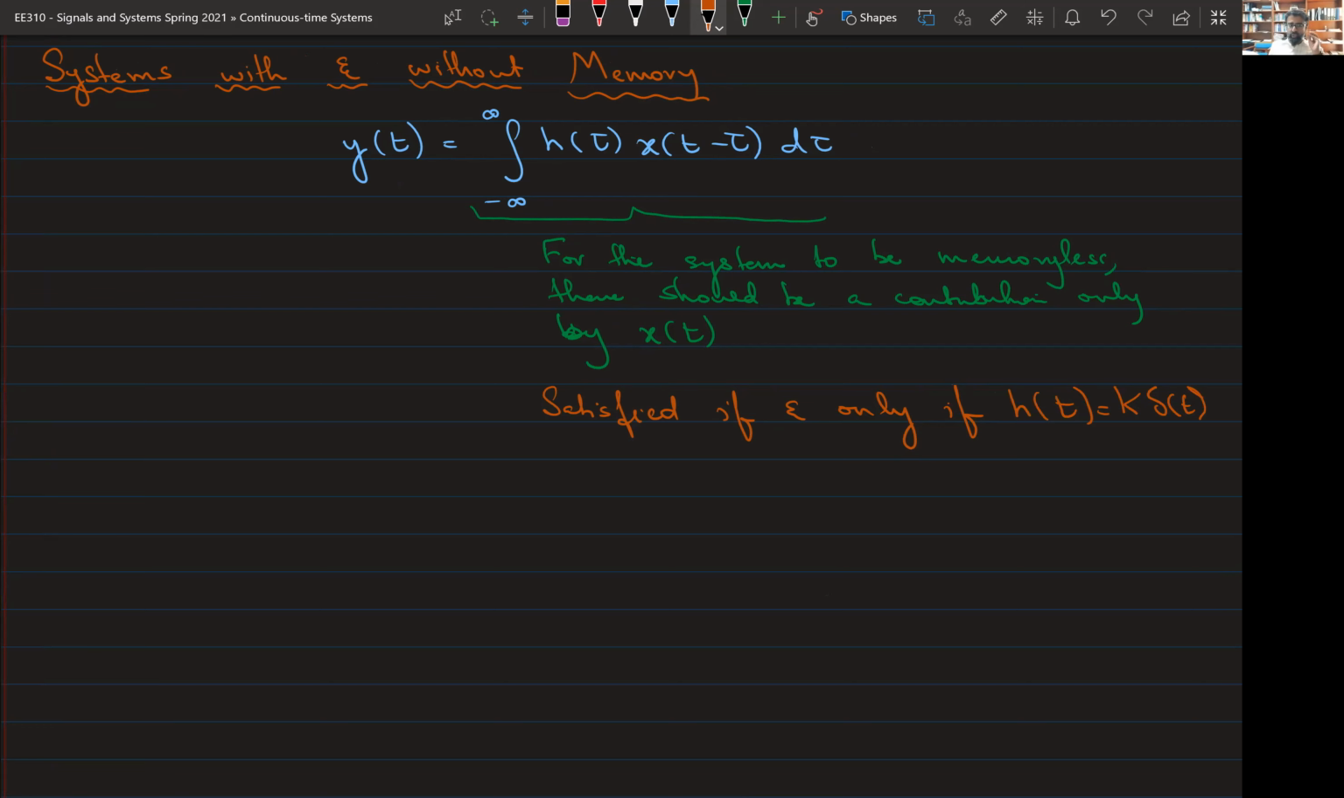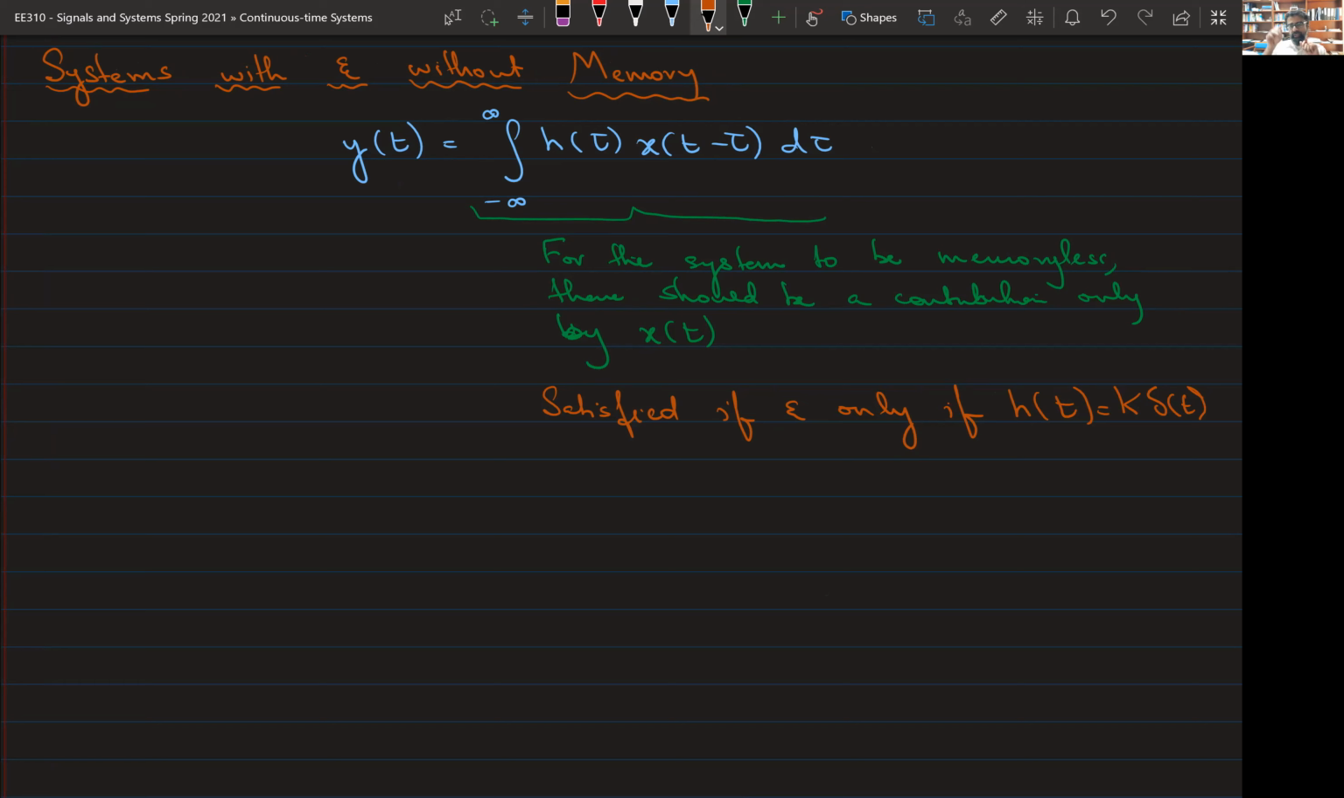Like that's only when this condition is going to be satisfied. So if h of t equals k times delta t, in other words, h of t must be equal to 0 for all time t except at t equals 0. Right? Except for t equals 0. Because when we did that interpretation, or physical or intuitive interpretation, of what convolution represents, we sort of alluded to this already.